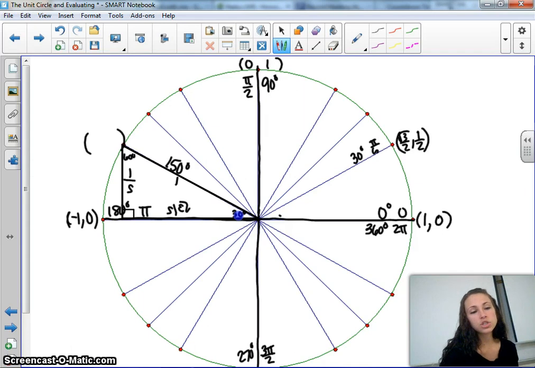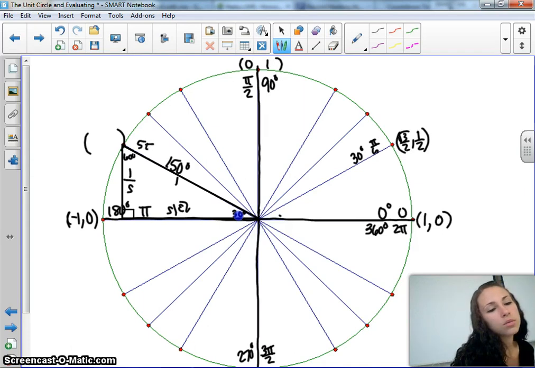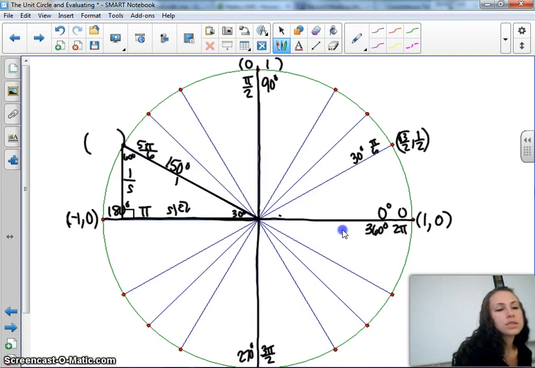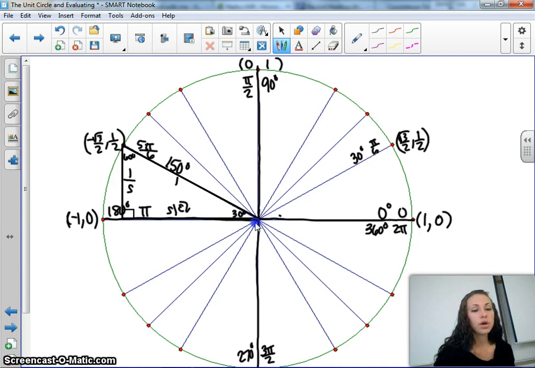And if I change that to a radian, it would also give me 5 pi over 6. So notice that these two angles have the same denominator: pi over 6 and 5 pi over 6. And now I'm just going to say this is negative square root of 3 over 2, comma, positive 1/2 still. I still went up. So I went over negative square root of 3 over 2, up 1/2.